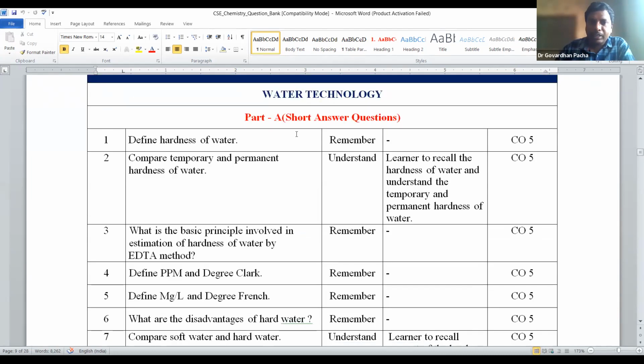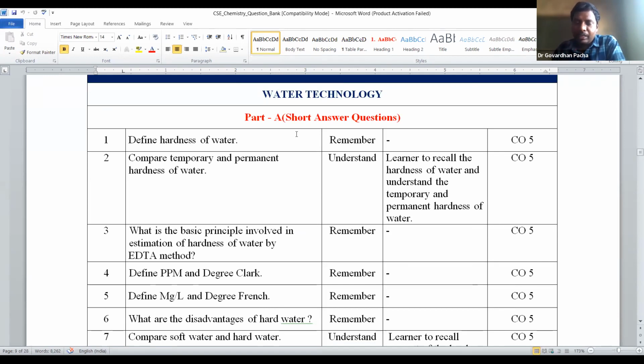The first one is: define hardness of the water. I think all of you know about hardness. A sample of water which doesn't give lather with soap is called hard water. The water containing that property is said to have hardness. Okay, ma? The sample of water which doesn't give lather with soap.